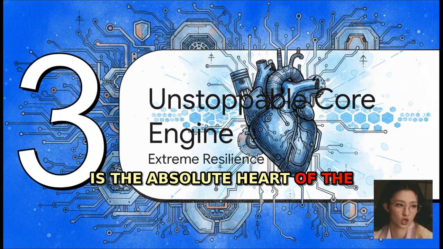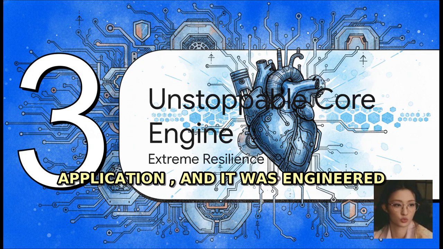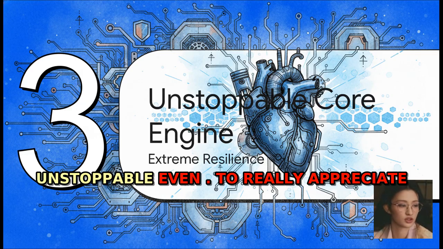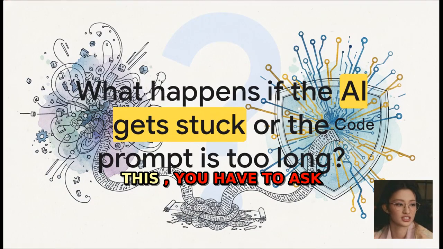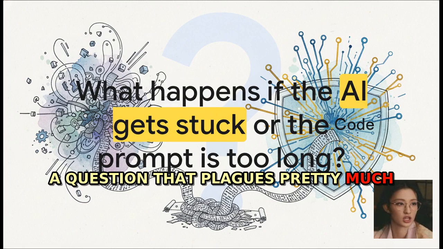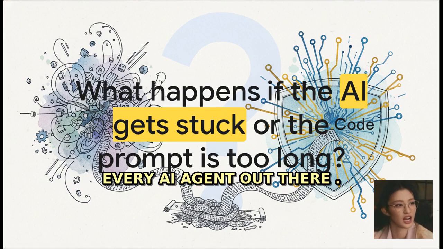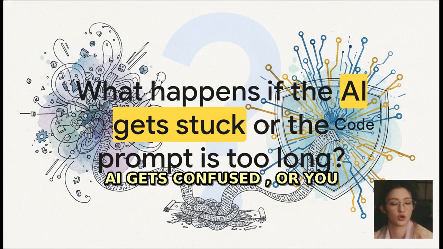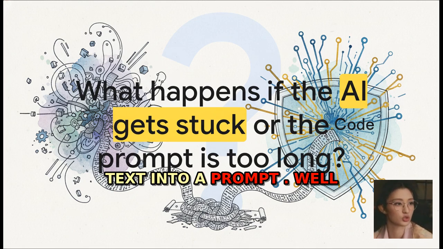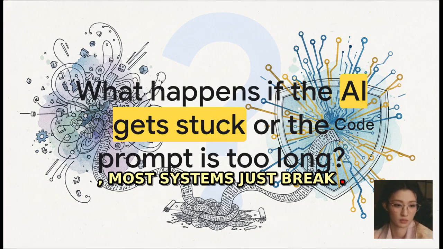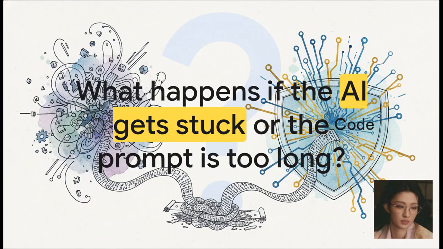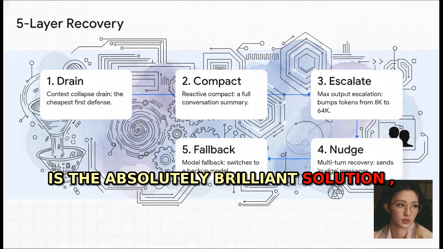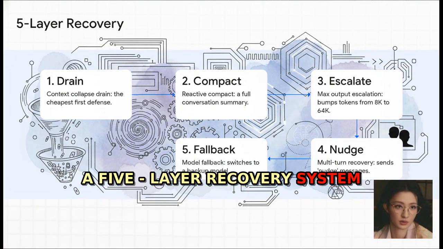This is the absolute heart of the application, and it was engineered with one primary goal in mind: to be extremely resilient, unstoppable even. To really appreciate this, you have to ask a question that plagues pretty much every AI agent out there. What happens when stuff goes wrong? You know, when the AI gets confused, or you try to jam way too much text into a prompt. Well, most systems just break. They throw an error and give up. Claude Code? It doesn't. And this is the absolutely brilliant solution: a 5-layer recovery system.